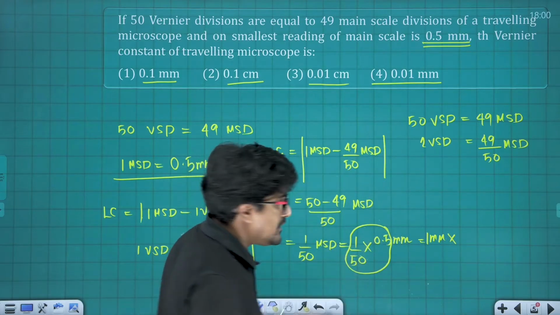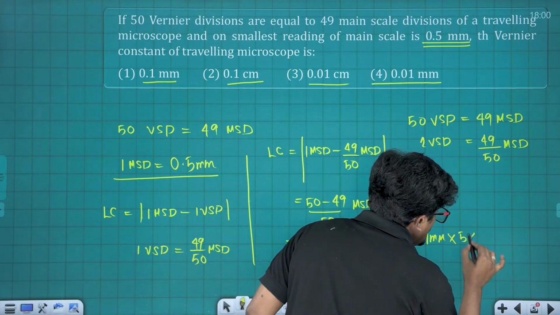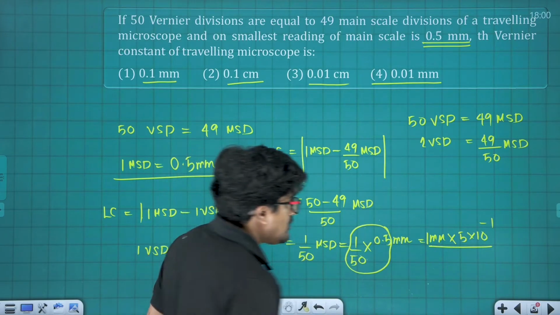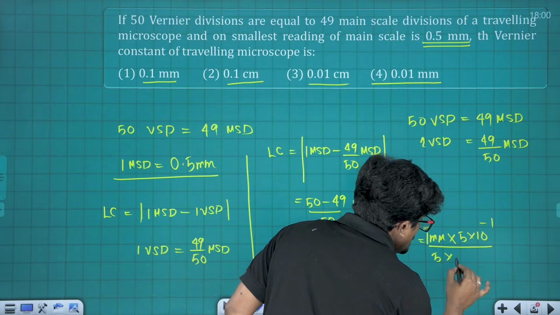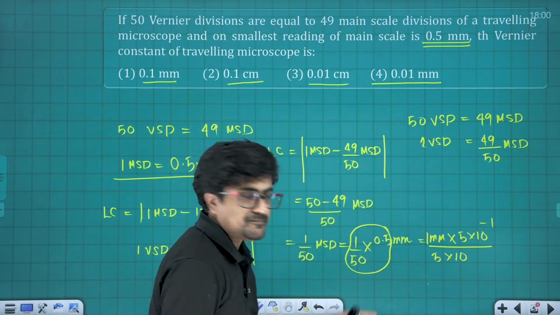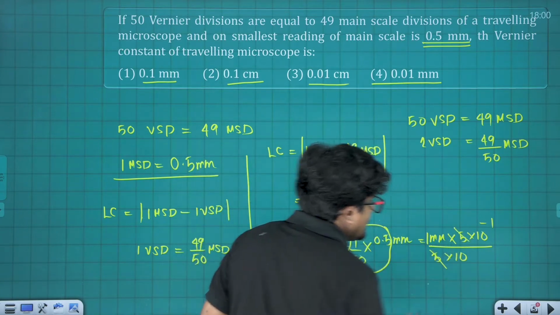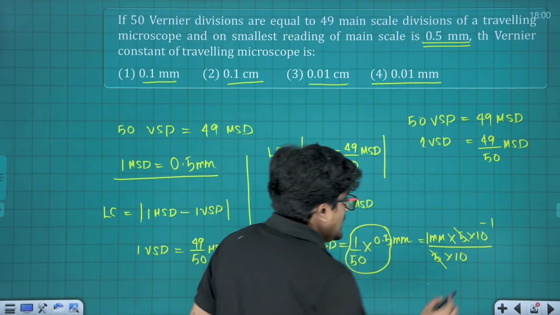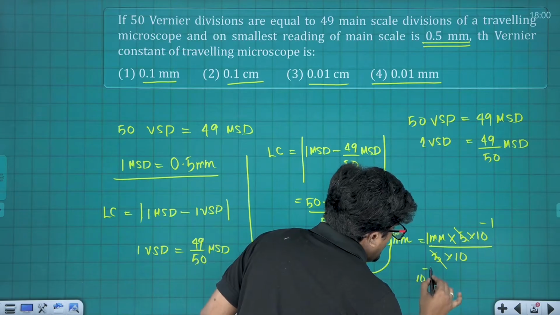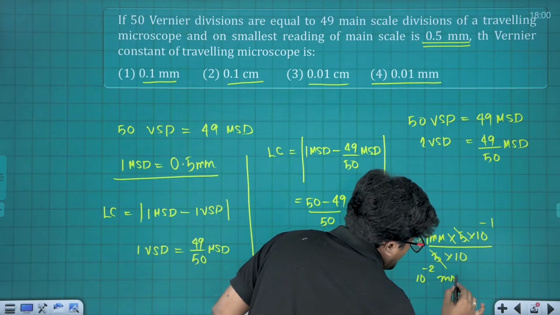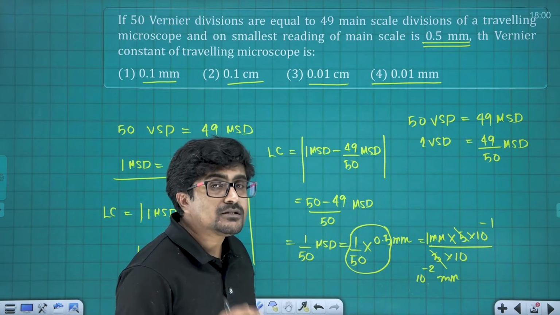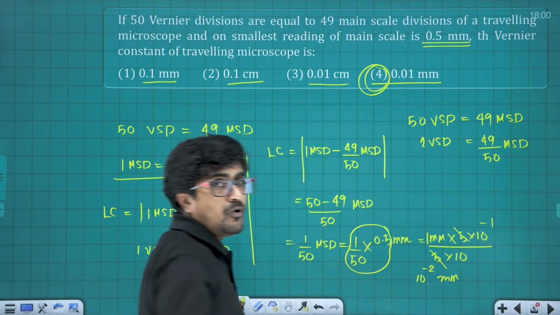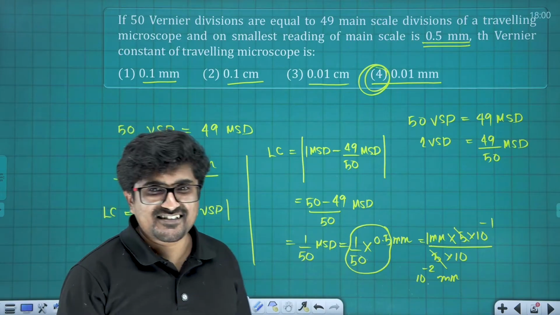into what I have here is 5 into 10 to the power minus 1 all divided by, I have 5 into 10, that is 50. This one and this one will go. Okay, this will go to the top. So basically this is going to be 10 to the power minus 2 mm. How much it is? 0.01 mm. Option 4 must be correct answer in this case.